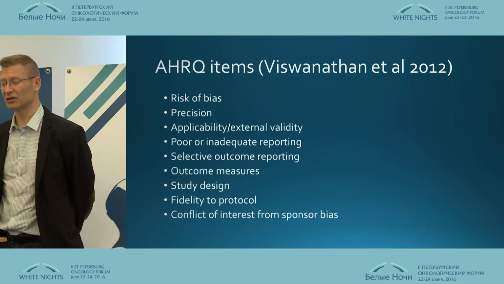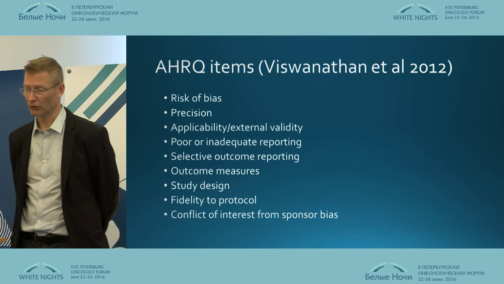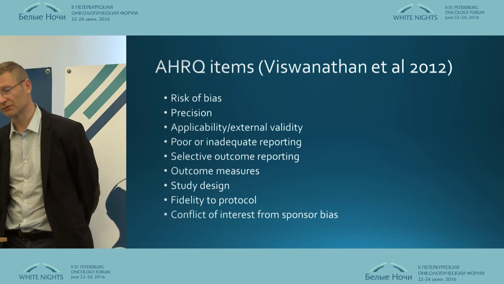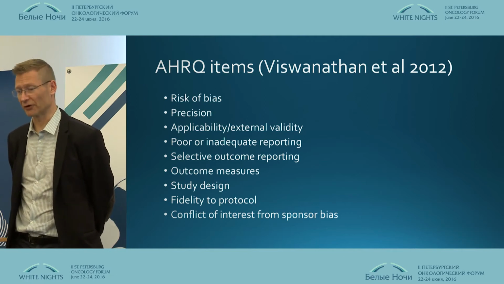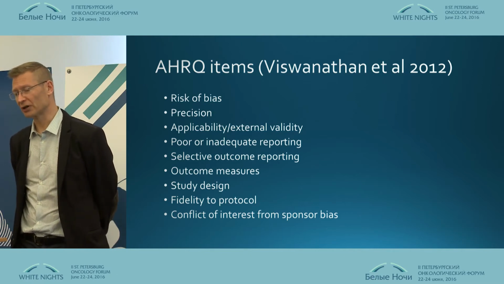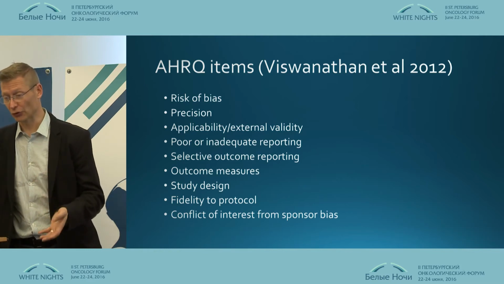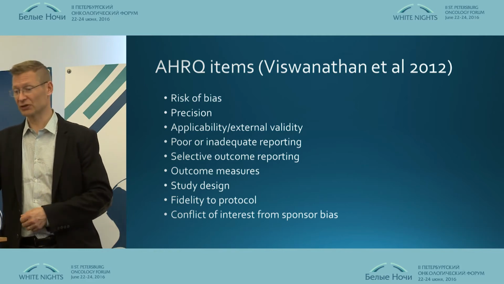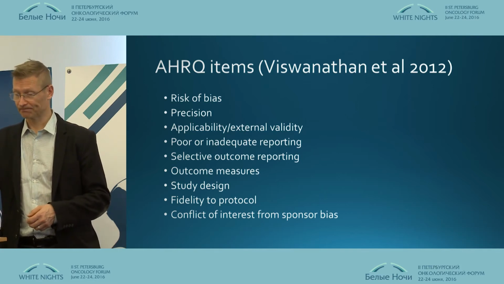First of all is risk of bias that I mentioned already, precision, meaning also statistical power, the spread of confidence intervals, and the amount of random error, applicability or external validity I already mentioned, poor or inadequate reporting also mentioned earlier, selective outcome reporting. This is a major problem. Researchers do tend to report all of the positive results but tend to ignore the negative ones, and if they are completely unpublished, then that will distort also the evidence that is available in the literature.